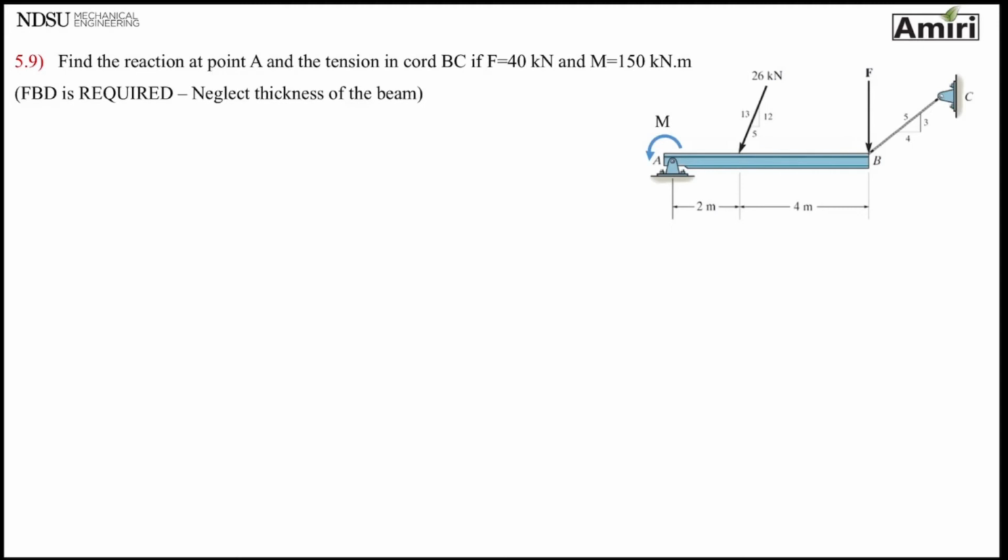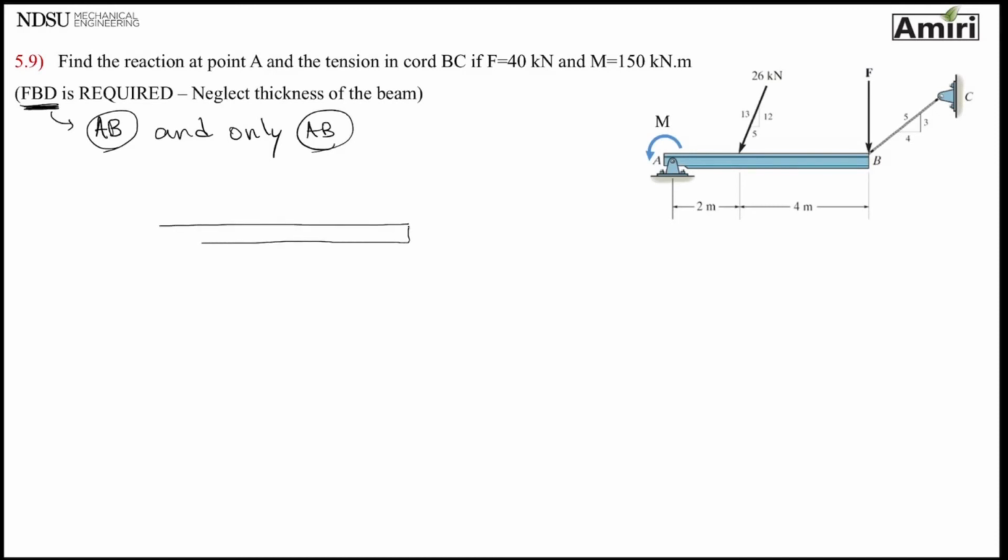Okay. As always, we start with free body diagram. A very, very important point is to figure out what it is that you're drawing the free body diagram of. Beam AB, and only beam AB. So that means you do not include point C or the rope or anything like that. So let me draw the free body diagram. So the outline of beam AB.